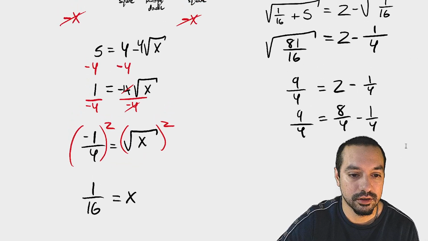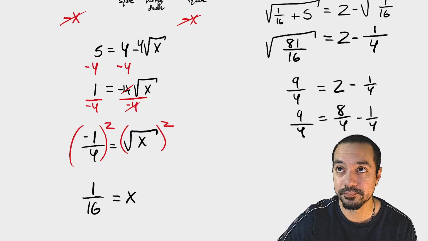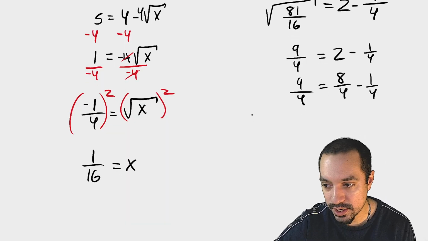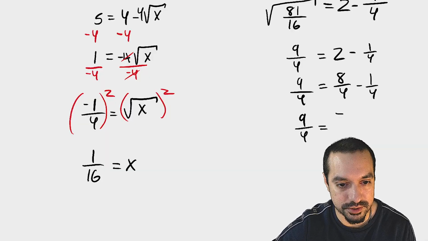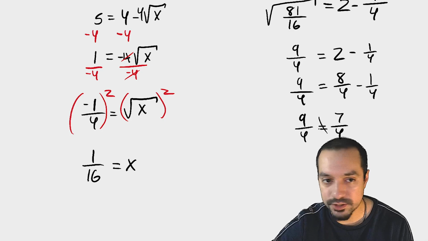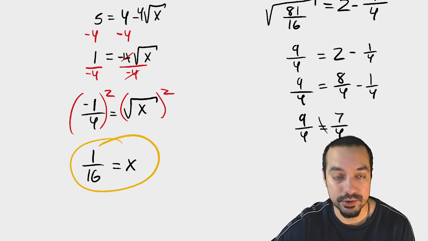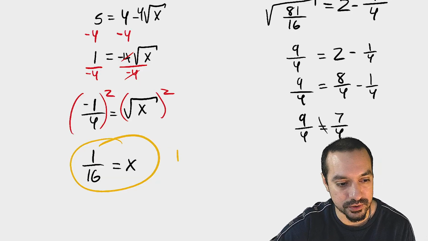So having everything in terms of fourths makes this tremendously easier. And when it's all in fourths, I can see that I end up getting 9/4 equals 7/4, which is not true. These are different things. So because these are different things, my supposed solution didn't actually work. We call that extraneous.